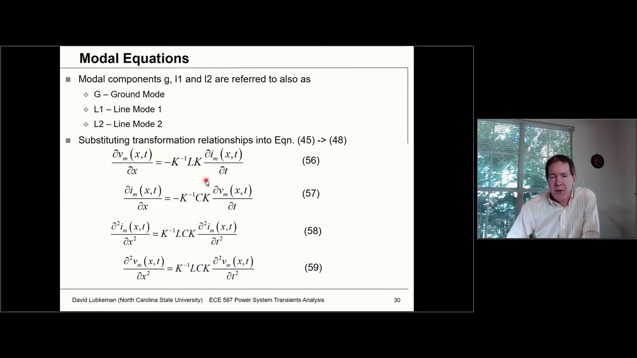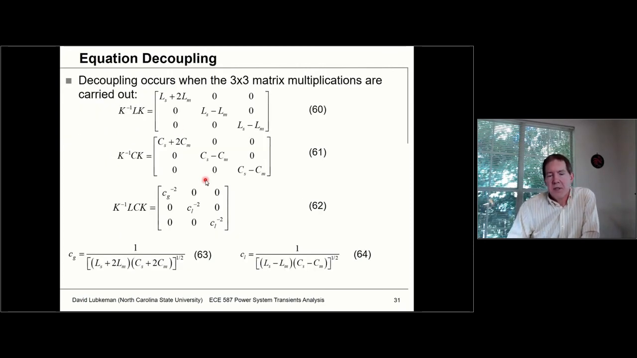So anyway, if you work in terms of these modal voltages and currents, and you apply a transformation like the Karrenbauer transformation, then you can see that these terms like K inverse L times K get diagonalized. You just have the inductances on the diagonal, or you just have the capacitances on the diagonal, or you just have these velocity terms on the diagonal.